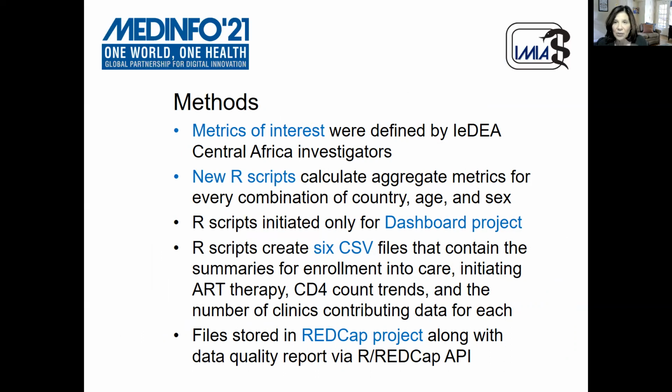The output of the R scripts is a total of 6 CSV files. These files contain the measures and outcomes for patients enrolling into HIV care and initiating ART, the antiretroviral therapy for HIV. It includes CD4 count trends, and then there's a separate file for each of those that lists the number of clinics contributing data each year and from each country. Thanks to the REDCap application program interface, these files are stored, as I mentioned, along with data quality reports in a REDCap project.